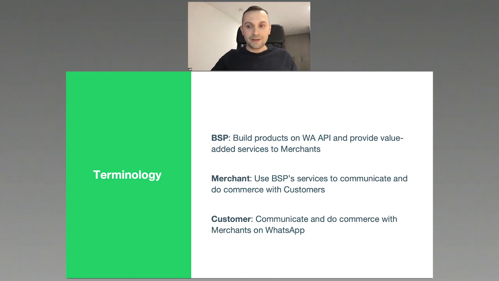Before we start, let me remind the terminology and explain the different roles that I'll be mentioning today. BSP. BSP is responsible for implementing commerce features on WhatsApp Business API and providing value-added services to the clients. Merchants. Merchant is a client of BSP who uses its service to communicate with customers and sell their products on WhatsApp. And finally, customer is a user who communicates with the merchant on the WhatsApp channel and who is able to view products offered by the merchant, add them to the cart, and send an order to the merchant.